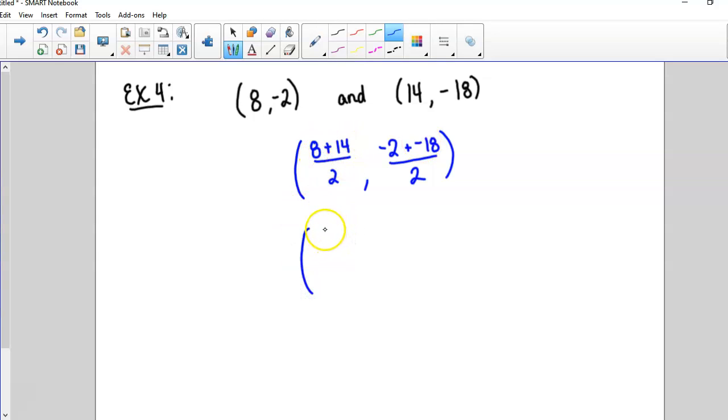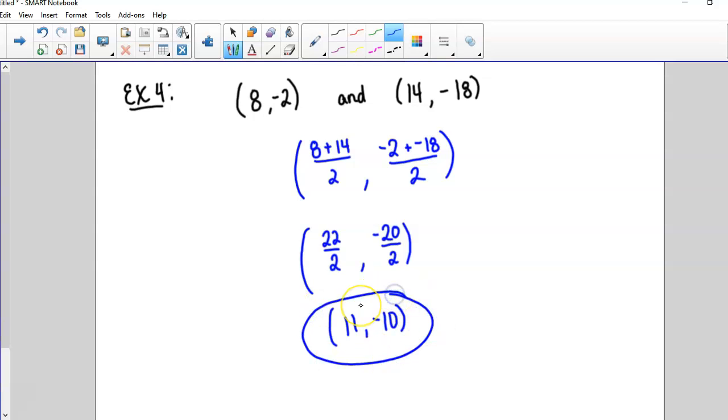8 plus 14 is going to give us 22 over 2. And then here we'll get negative 20 over 2. So this is 11, and negative 20 divided by 2 is negative 10. So that gives us our midpoint for these points. So that's what you're going to be doing on this section.